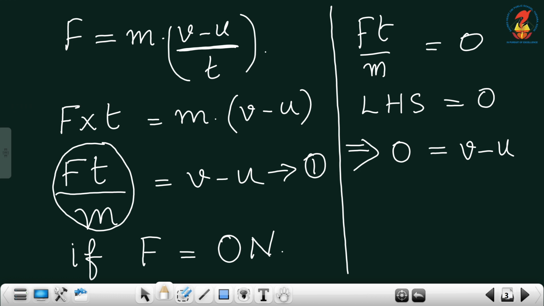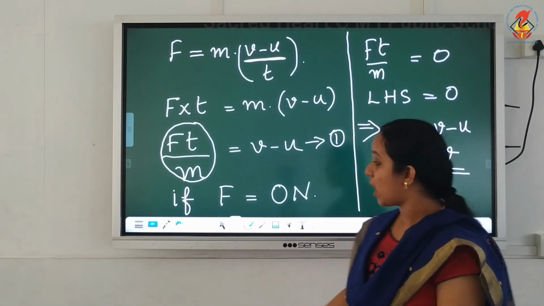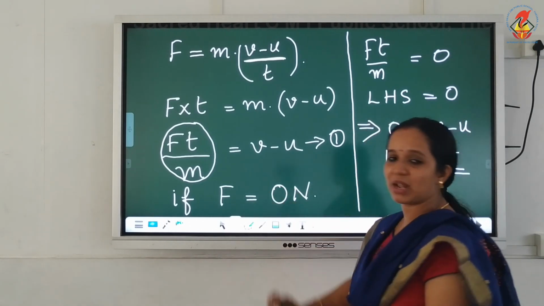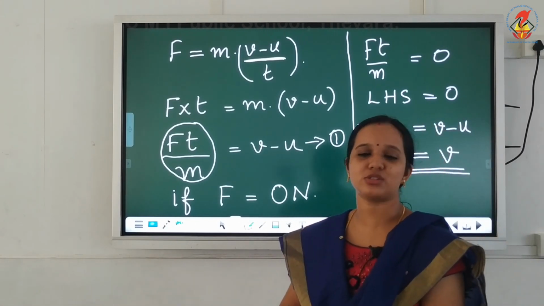Now take this minus u to the other side, to the left hand side. When minus u moves from right hand side to left hand side, it becomes positive u. That is, we got u is equal to v. That is, initial velocity and final velocity are the same when force applied is 0 Newton. This is Newton's first law.